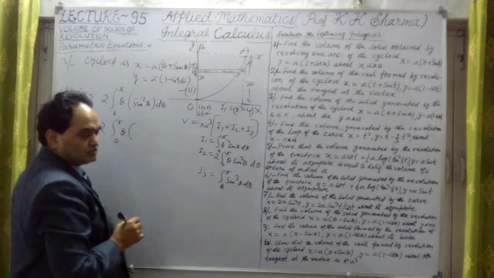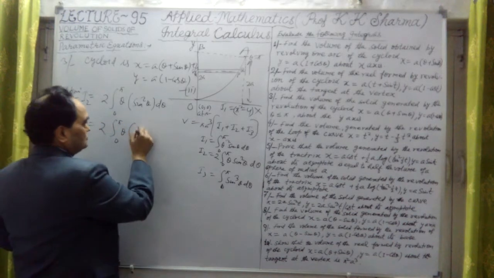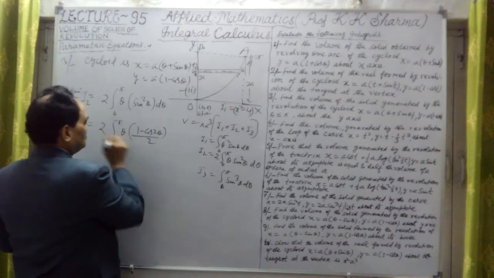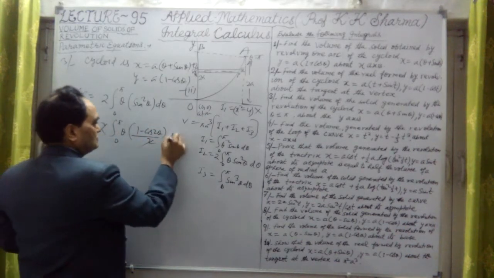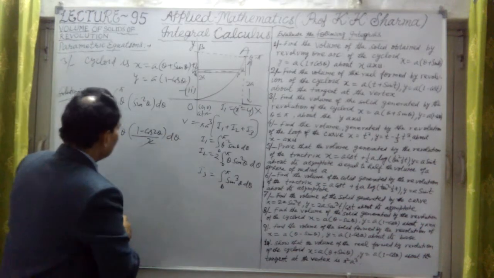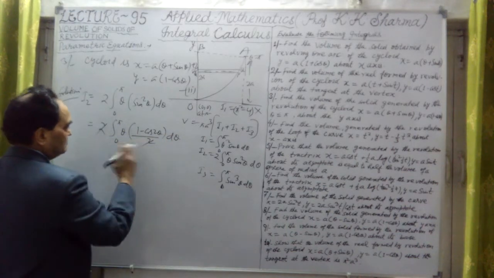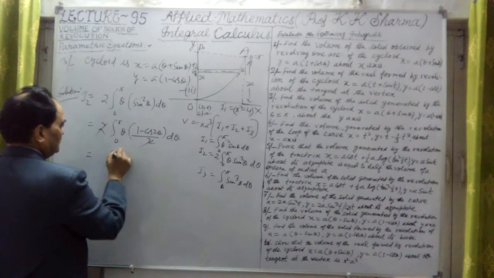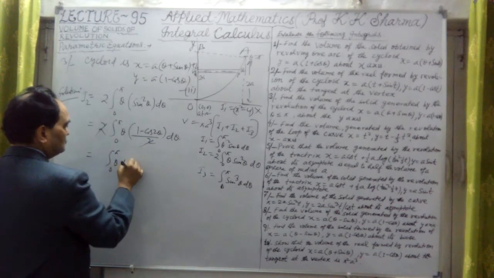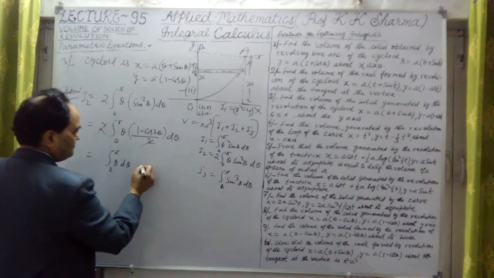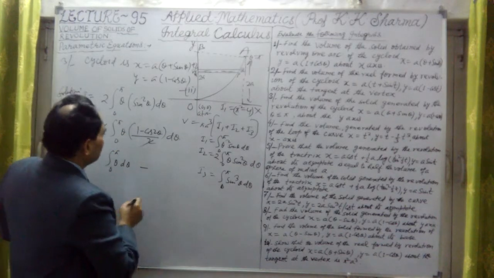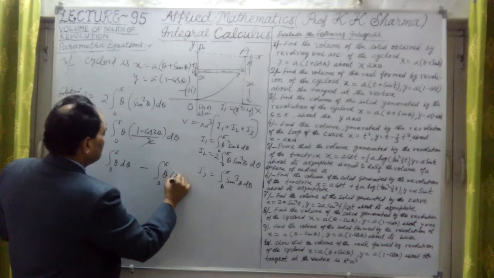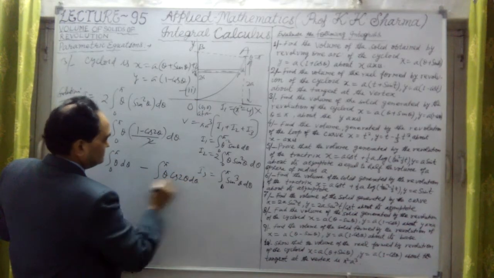Now sin square theta is 1 minus cos 2 theta upon 2. Now this 2 and this 2 cancel out. This is d theta here. Now we can multiply by theta and then integrate that. It is first 0 to pi theta into d theta, because this is 1 into theta, minus sign, 0 to pi into theta into cos 2 theta into d theta.